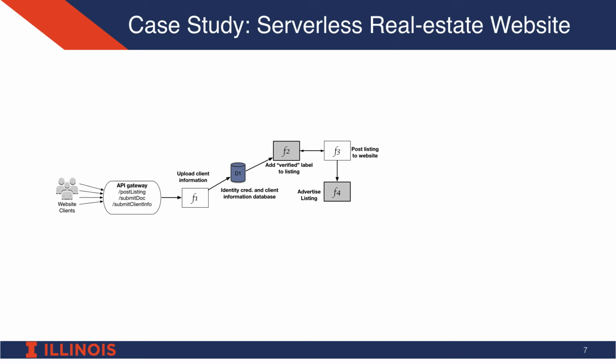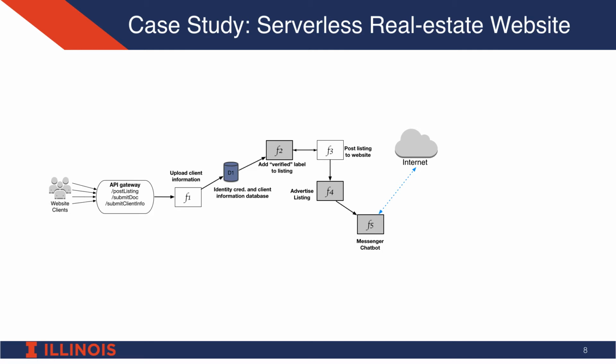Next, function F3 can post the property listing to the website and triggers function F4 to advertise the listing through several channels. F4 in turn invokes F5, which is a messenger chatbot function to advertise the listings to customers through some messenger application. Now, F5 is allowed unrestricted access to the internet for its operational requirements. Also note that while the application developer writes function F1 and F3 by themselves, F2, F4 and F5 all are third-party functions.